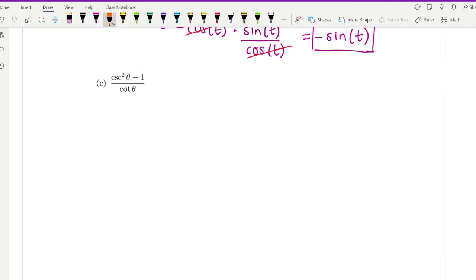Okay, so now we end up with cotangent squared of theta divided by cotangent of theta. And now we can simplify this. We can get rid of the square and get rid of the cotangent at the bottom, and our final answer is just cotangent of theta.